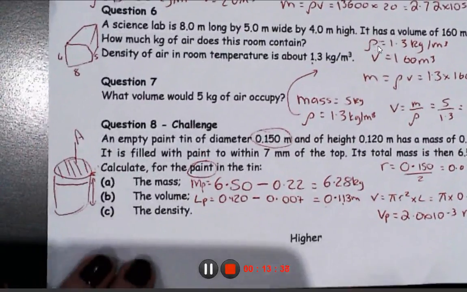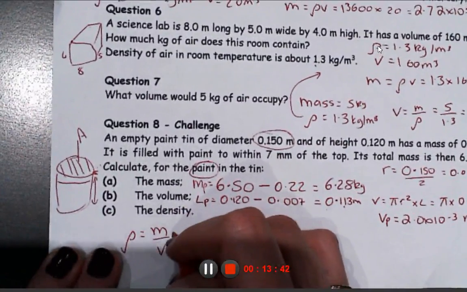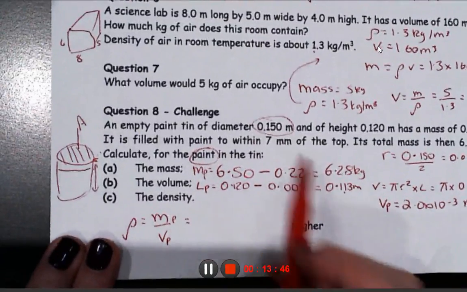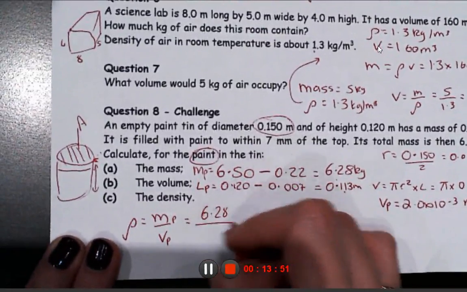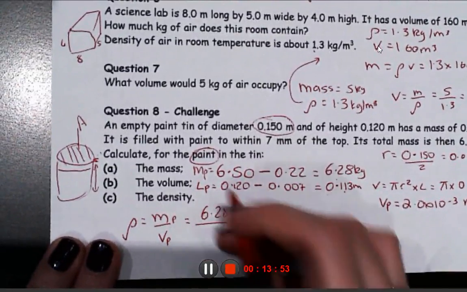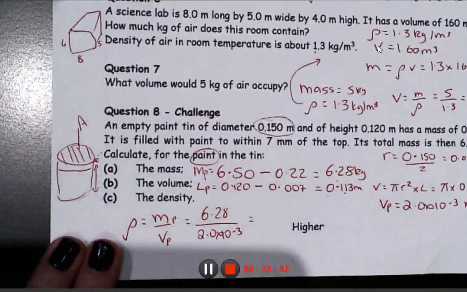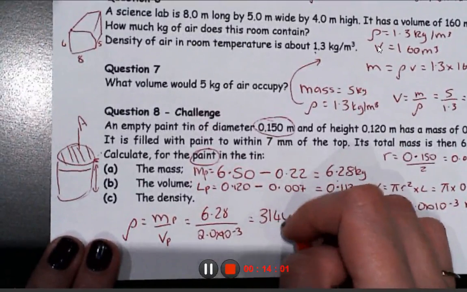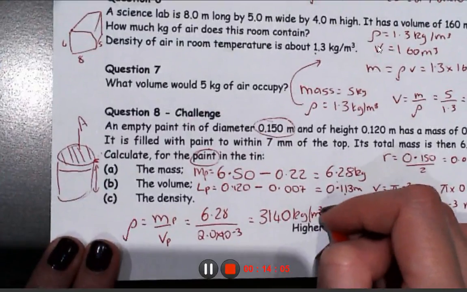I can now calculate the density. The density is mass divided by volume. So I want the mass of the paint and the volume of the paint. The mass of the paint is 6.28, and the volume of the paint is 2.0 times 10 to the minus 3, which gives me an answer of 3,140 kilograms per metre cubed.